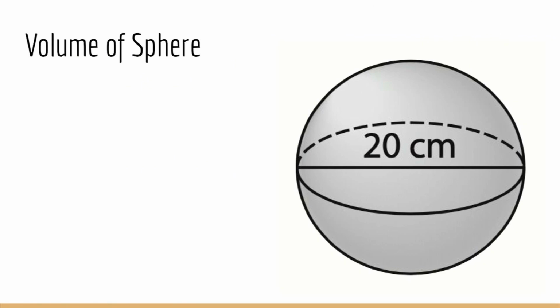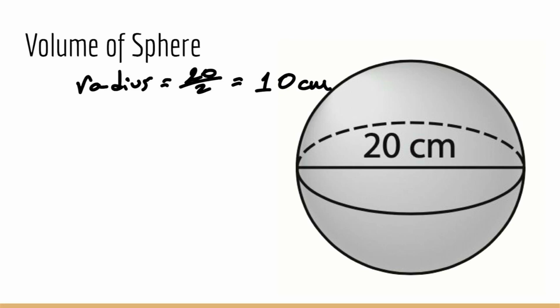All right, this next one, they once again give us a sphere. We need the radius. What do they give us? That's right, they give us the diameter. So how do we turn the diameter into a radius? That's right, you're gonna divide by 2. So we're gonna divide 20 by 2, and we're gonna have a radius of 10 centimeters.